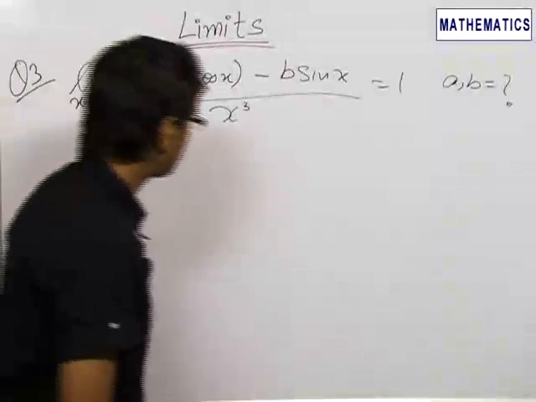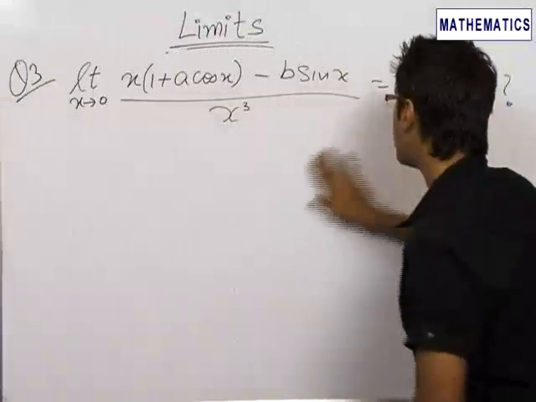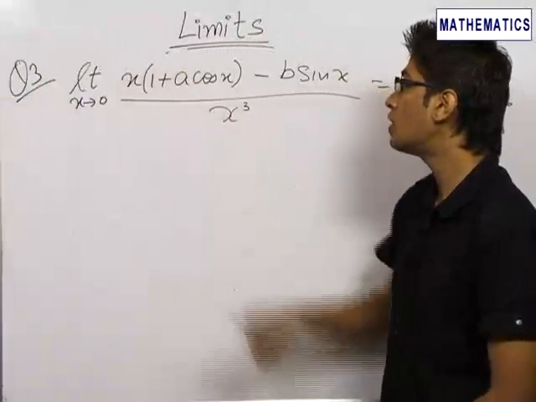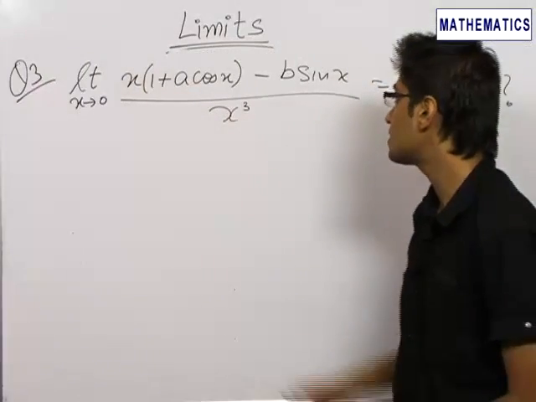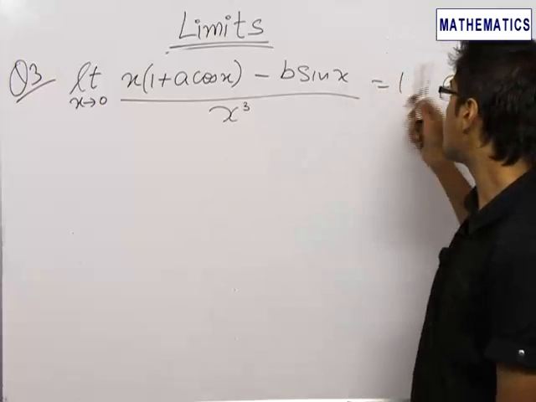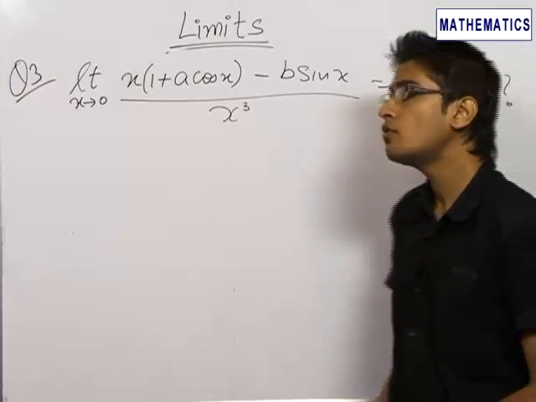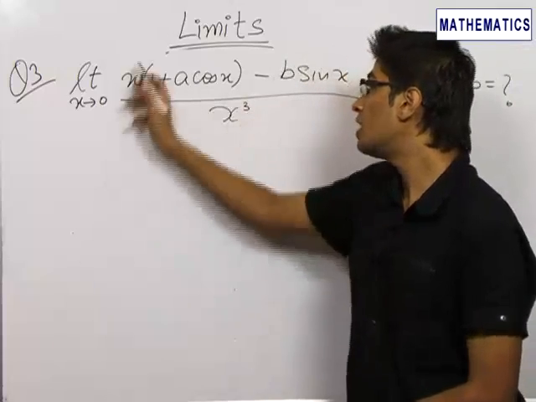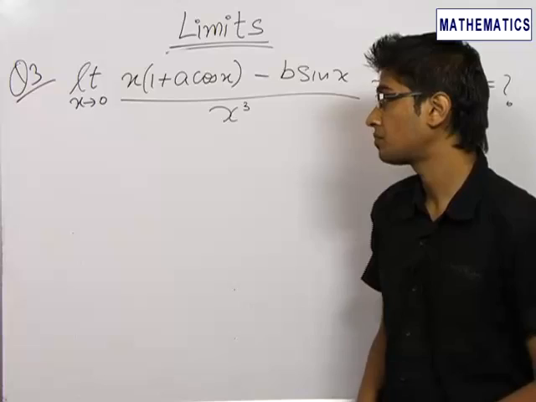In our next problem, we are not required to find the limit. Instead, we are given the limit as x tends to 0 of x(1 + a cos x − b sin x) upon x cube. This limit is given to be equal to 1, and we want to find the values of constants a and b so that the limit can be equal to 1.